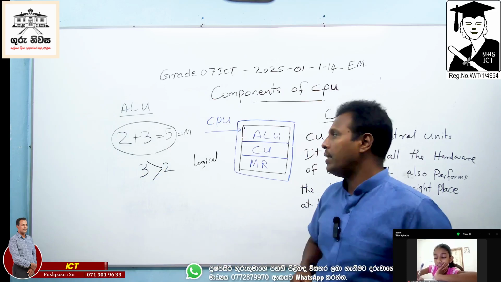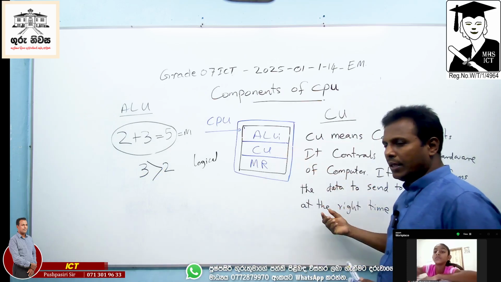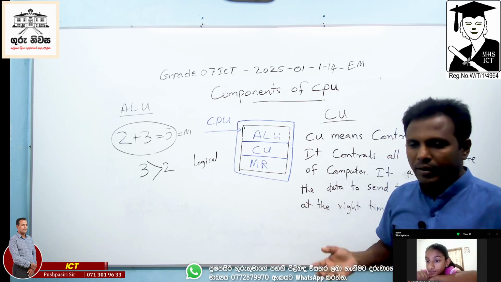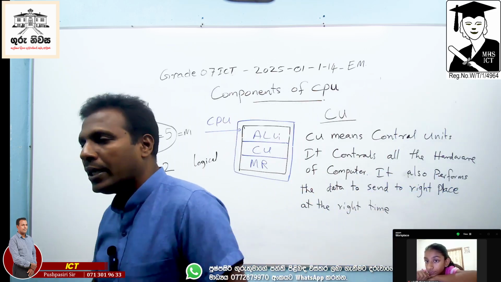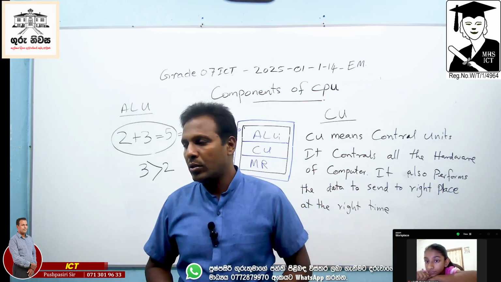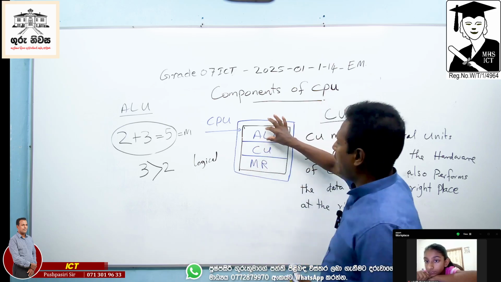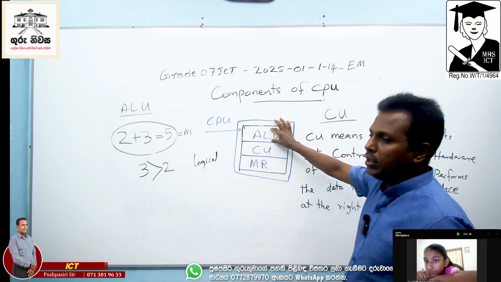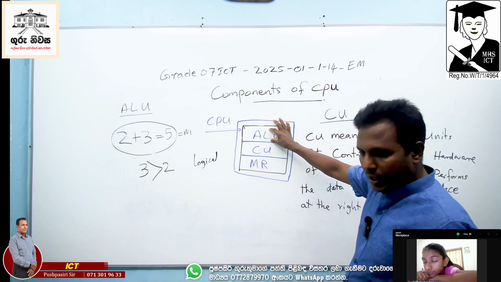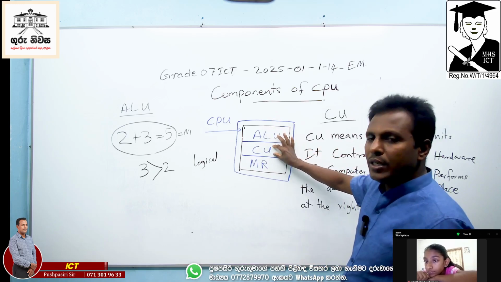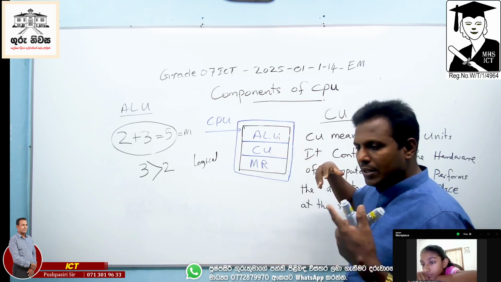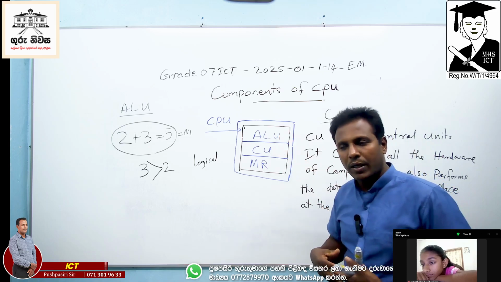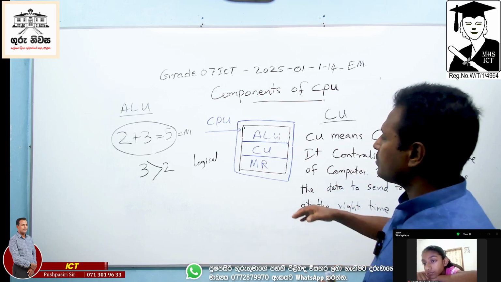එතකොට මේ CU එකෙන් කරන්නේ අපි දාන දත්ත ටික අවශ්‍ය ස්ථානයට අවශ්‍ය වෙලාවට ලබා දීම සහ hardware control කරන එක. නේද? Right? So ALU is controlling all the logical parts and the mathematical parts, and CU is controlling all the hardware and the data we input, whatever thing is controlling, right?